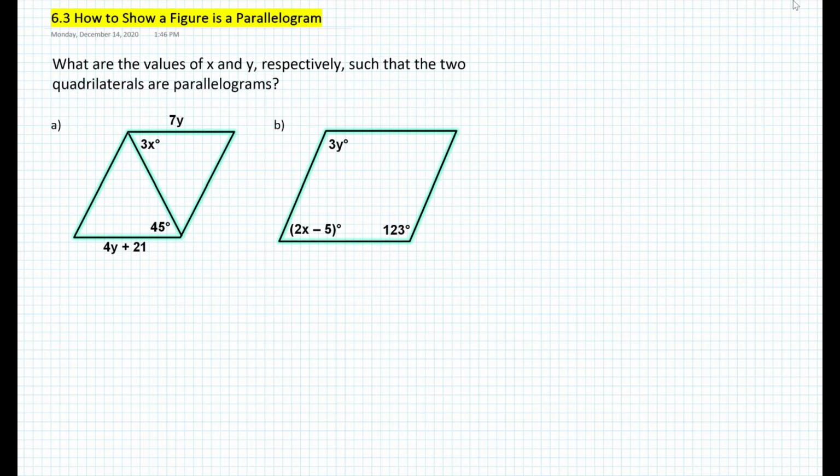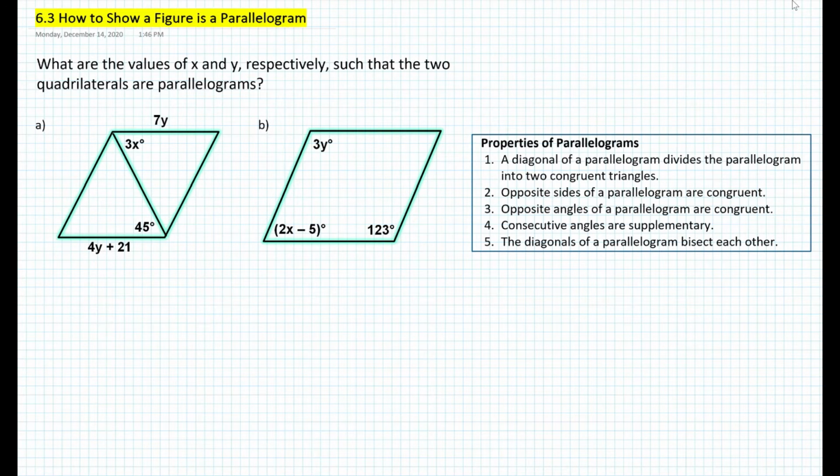Well, we know that by the definition of parallelogram, the opposite sides are parallel. But let's review the properties here that we learned in the previous lesson. Number one, a diagonal of a parallelogram divides the parallelogram into two congruent triangles. Secondly, opposite sides of a parallelogram are congruent. Thirdly, opposite angles of a parallelogram are congruent. Fourth, consecutive angles are supplementary. And number five, the diagonals of a parallelogram bisect each other.